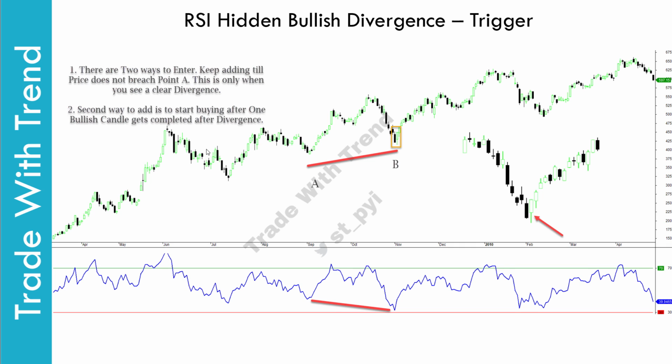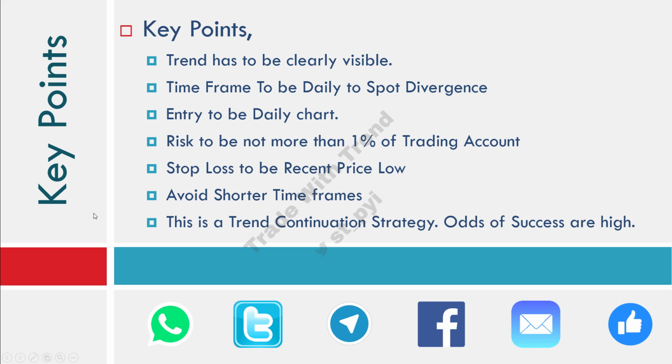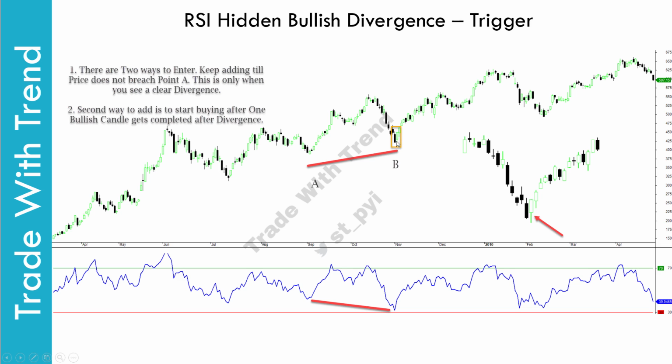The second way to add is for conservative traders. More so it applies to most of you who will learn this strategy in the beginning. So the second way is to add when one bullish candle gets completed after divergence. Now let me explain this on the chart. This B point that you're seeing, this V trade, I have enlarged it here. As price is forming and RSI is forming a divergence signal, in this conservative method you start adding when you get a bullish candle on the chart.